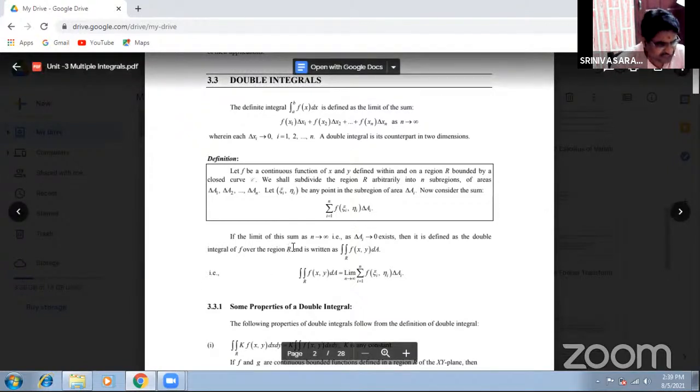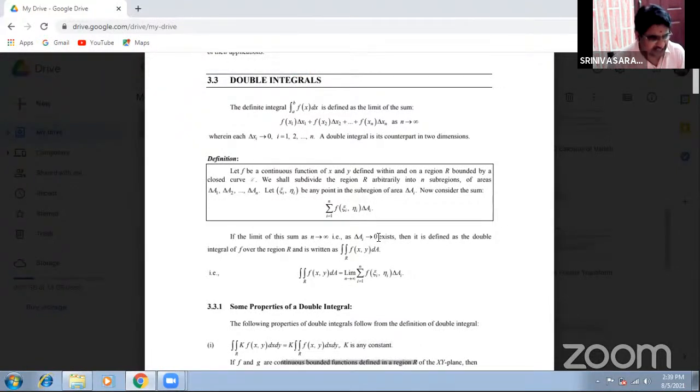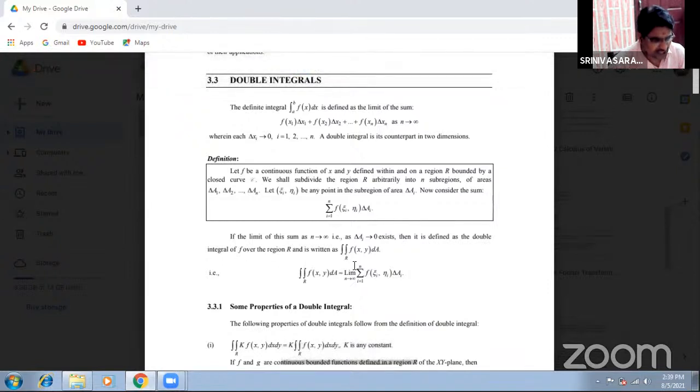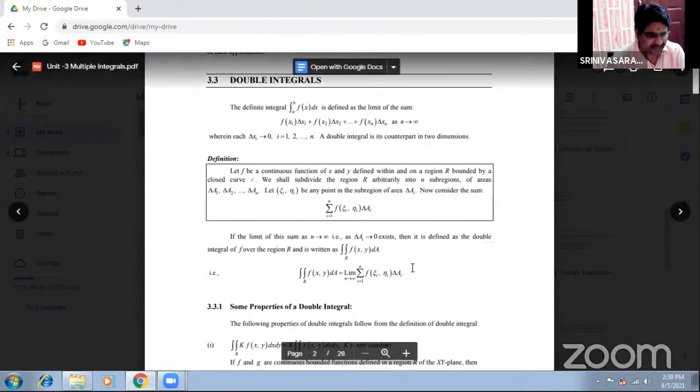Here, if the limit of this sum as n tends to infinity, with delta A always approaching 0, exists, then it is defined as the double integral of f over the region. Simply written, that is the double integral over R of f(x, y) dA. R means the region, along the xy dimension, yz dimension or zx dimension, whatever it is.